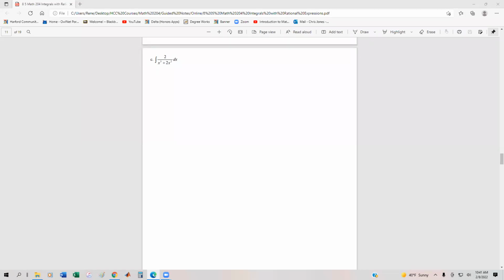For this integral, we're going to have a quadratic sort of denominator, although it's not necessarily quadratic. So we have the integral of 2 over x cubed plus 2x squared dx. We're going to factor an x squared out. And so just worrying about the rational expression, if we factor an x squared out, that's going to leave us with x plus 2.